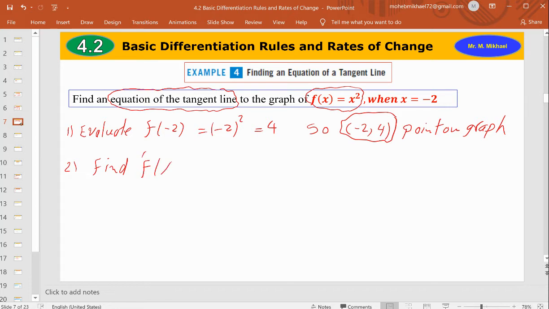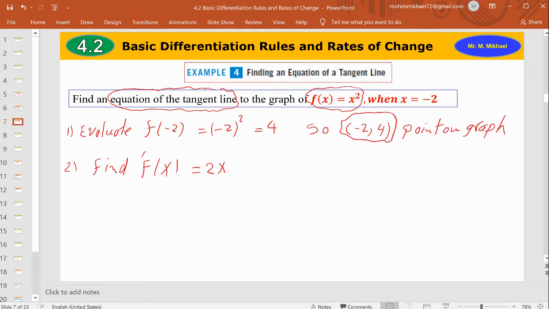f prime of x, which is equal to the power rule, guys. We're trying to differentiate x squared. So you bring this power down to be the coefficient of the derivative, and you reduce the power of x. When you reduce power 2 by 1, it becomes 1. So x to the power 1, but nobody writes 1 on the top. So this is the derivative.